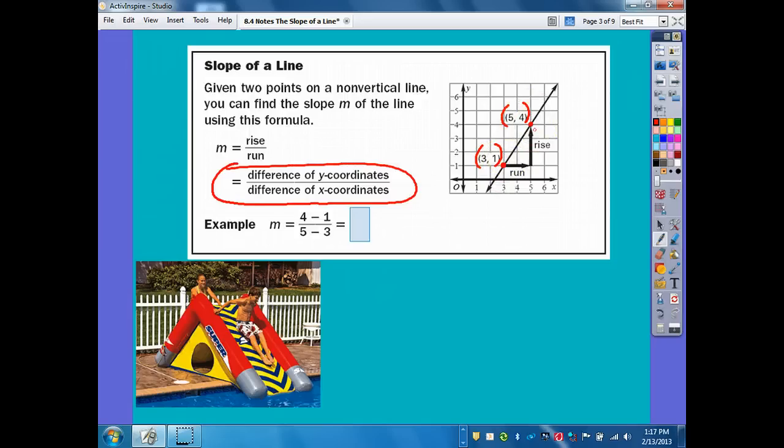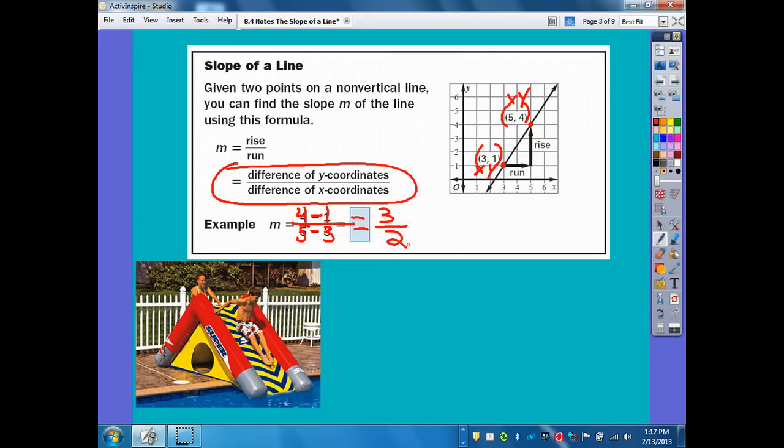So we'll take those two points, and as we know, what comes first in our ordered pair? X. We have our X and our Y. So on the top, did they take the top one minus the bottom one, or did they go the bottom minus the top? Top. Yep, because they went 4 minus 1. Those are my Y's on top, so then I have to go 5 minus 3 on the bottom. What does that equal? 3 over 2.